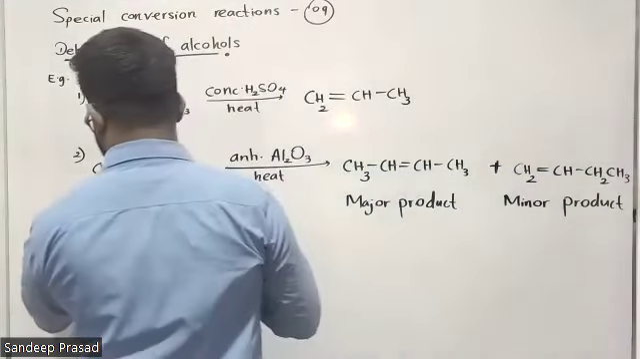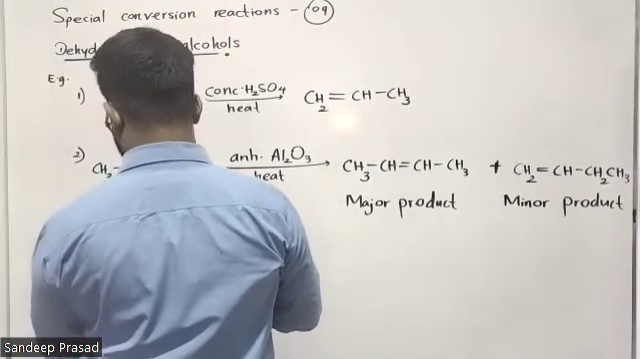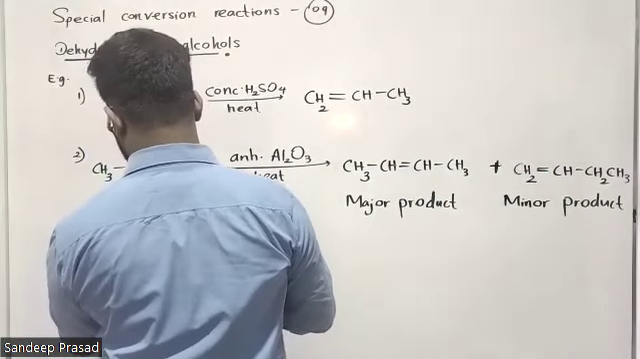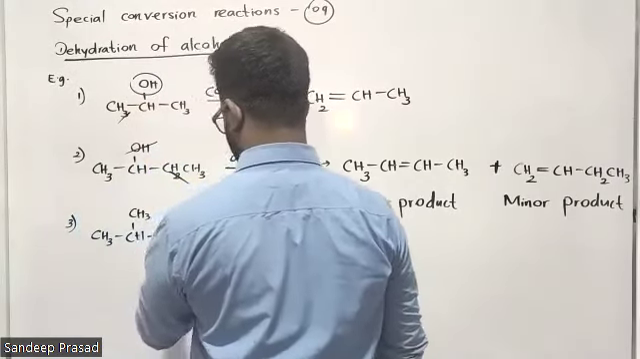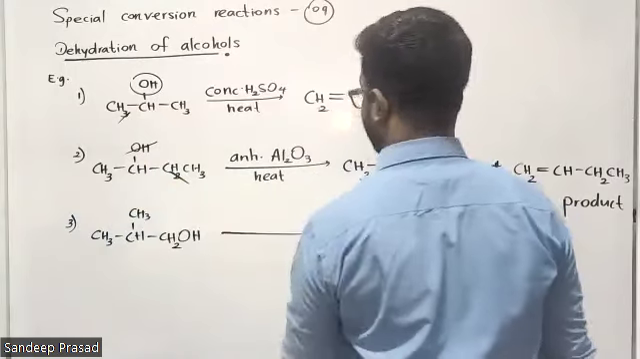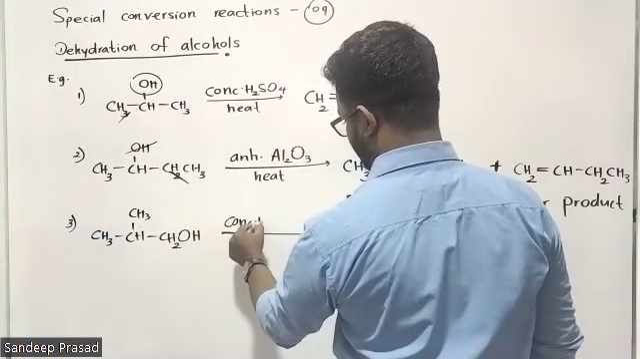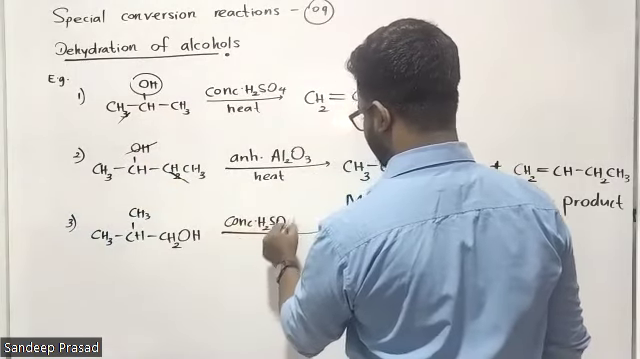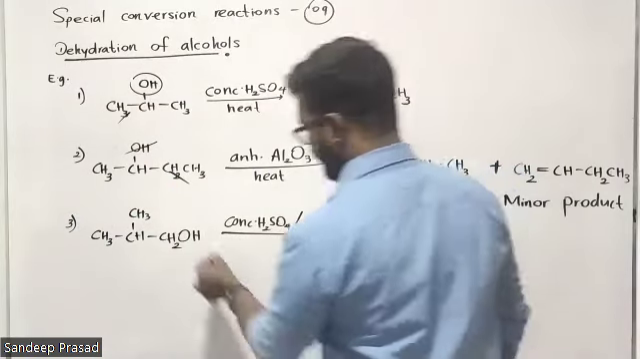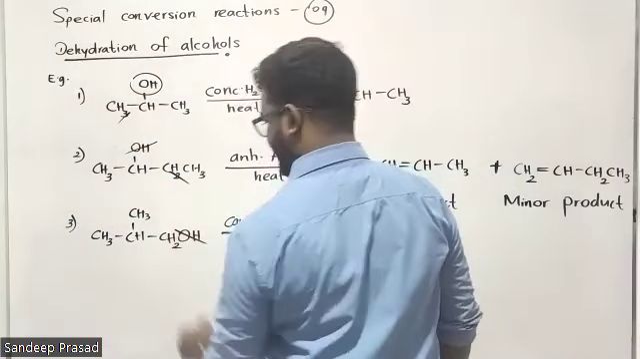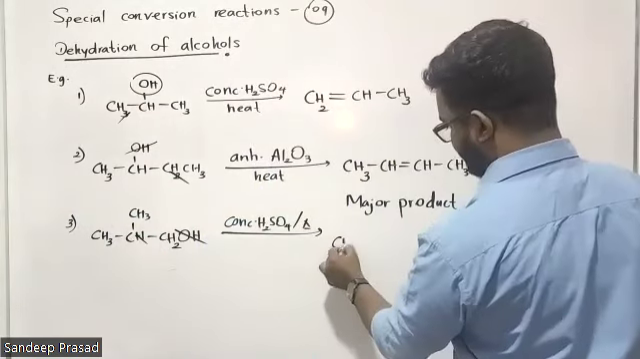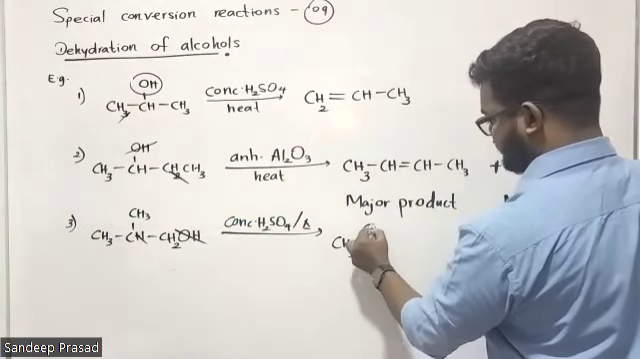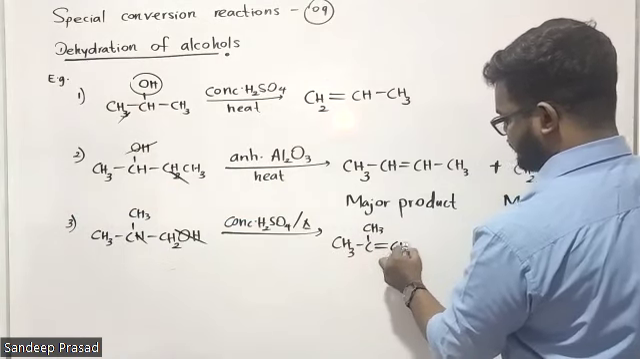Third example, CH3CH2OH. Let me add here concentrated H2SO4, and so this is the OH, and we know that this is the neighboring carbon atom. This hydrogen is eliminated, and then the product is CH2=CH2.